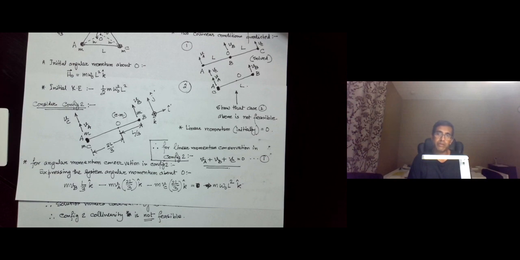This problem was instrumental in showing how to apply conservation equations in a system of particles. Both linear and angular momentum conservations were applied, as well as energy conservation, and the collinearity conditions were detected. It was shown that of the two possible forms of collinearity, it is only the first form that is feasible under these conservation conditions. The second form of collinearity is not feasible.